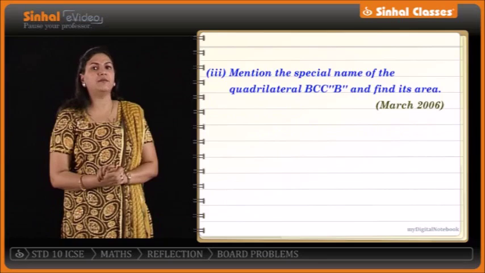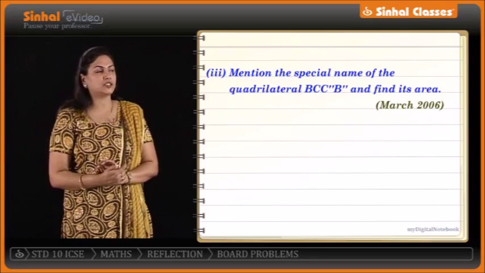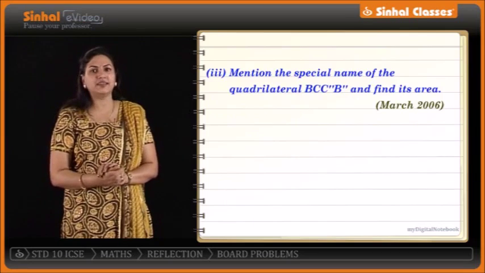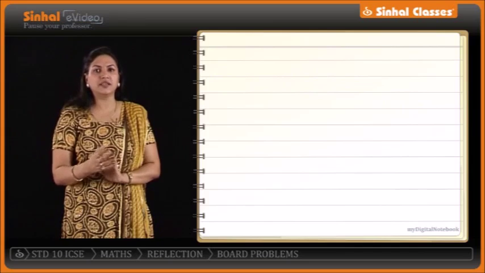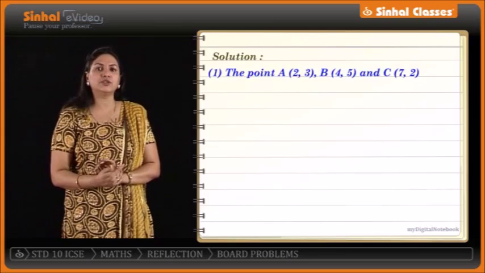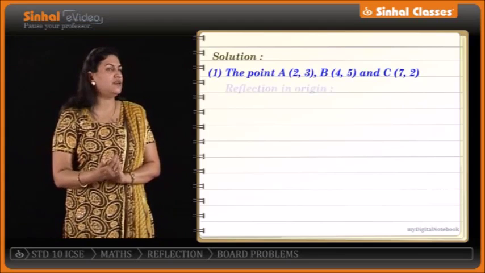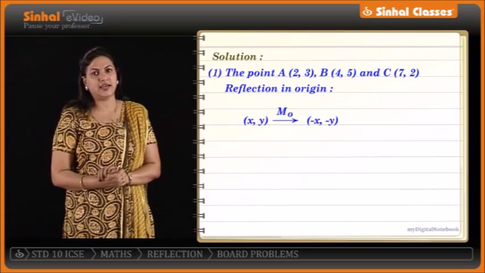Mention the special name of the quadrilateral BCC'B'' and find its area. Now in this we are given the coordinates of 3 points A, B and C. Now we are told it is reflected in the origin to get A', B' and C'.